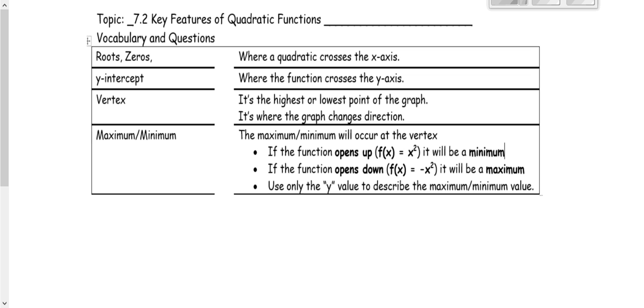In this lesson, we are going to talk about all of the key features of quadratic functions and how to find them. So this means we're going to be looking for the roots and the zeros. Another word for that is the x-intercepts. So the zeros are where a quadratic crosses the x-axis. That's why these are also the x-intercepts.